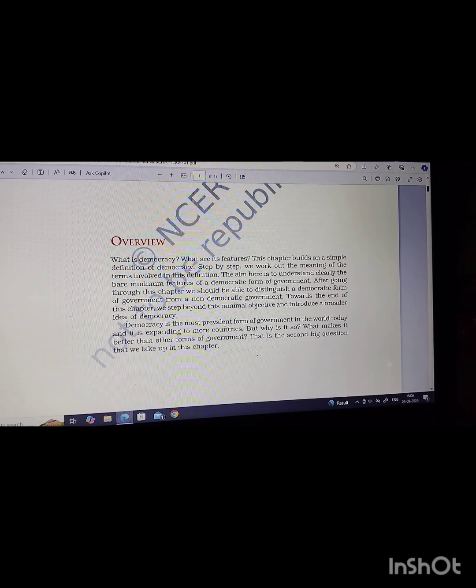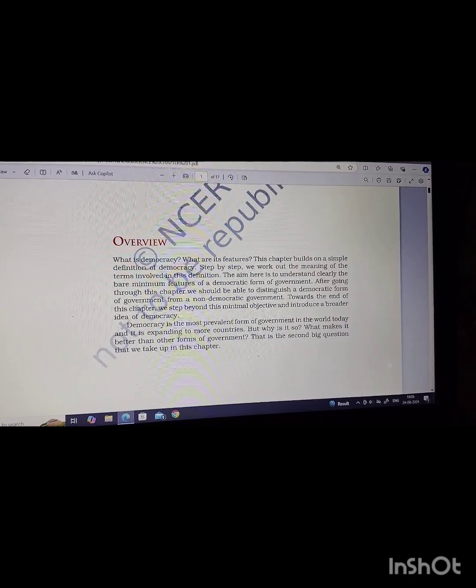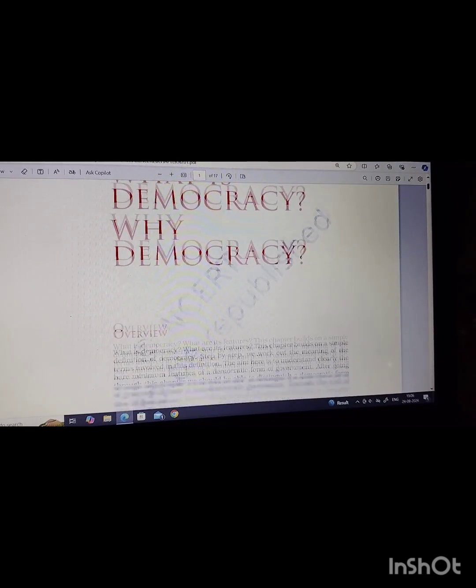Democracy is the most prevalent form of government in the world today, and it is expanding to more countries. But why is it so? What makes it better than other forms of government? That is the second big question that we take up in this chapter. So, the chapter name is: What is democracy? Why democracy?